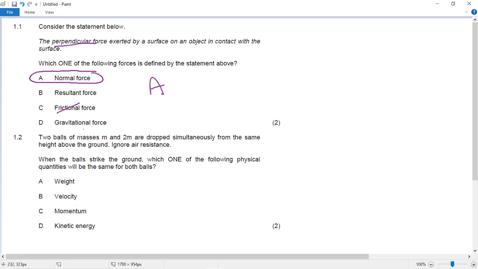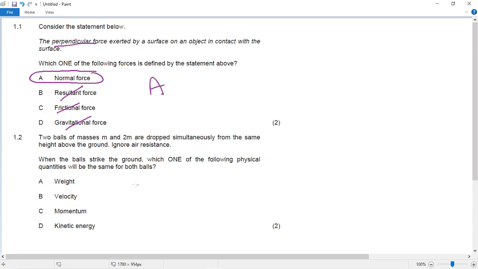Frictional force is parallel, gravitational force is to the center of the earth, and the resultant force is what you get when you add all the forces together and are left with one force that has the same effect as the other forces. So if you know your definitions, this was the easiest 2 marks in this paper.